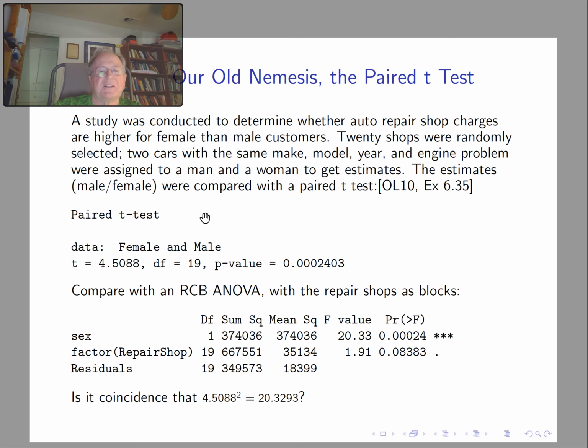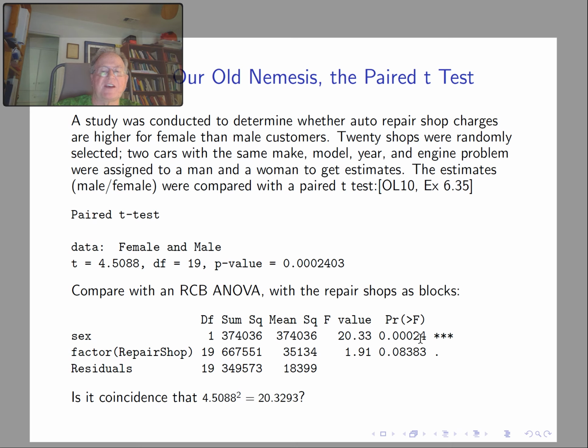Well, the t-test seems kind of complicated with all that subtraction and whatnot going on. How about if we just throw our measurements in and do an ANOVA with blocking, where we set the repair shops as the blocks? Well, we see that there's a very large amount of variation given over to the repair shops, and a rather smaller amount for sex. When we do the ANOVA, we see that the repair shop variation is not quite statistically significant, but the variation for sex is statistically significant.